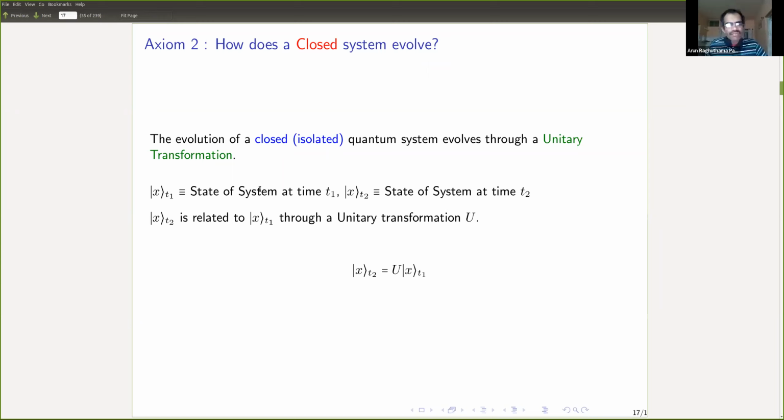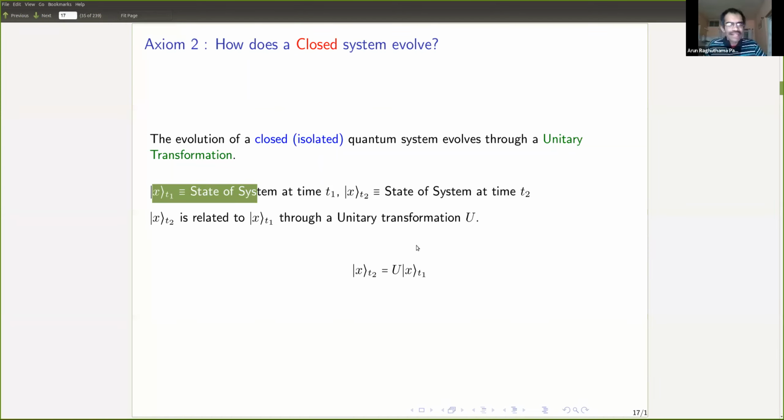So the evolution of a closed, isolated quantum system is through a unitary transformation. Okay, so now you understand why I told you about a unitary transformation. What is a unitary transformation? It just preserves length. So if x(t2) is the state of a system at time t2 and x(t1) is the state of the system at time t1, then x(t2) is related to x(t1) through a unitary transformation. So x(t2) is U times x(t1). Okay, so that is axiom 2.